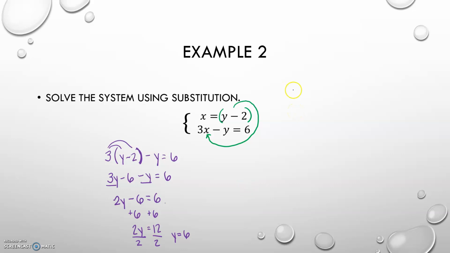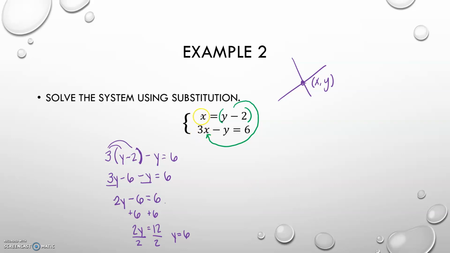But remember, if they're going to cross, it means that I have to write what is the ordered pair, and I need both the x and the y value. So I'm going to take what I just got for y, and I'm going to put it into either of these two equations. It doesn't matter which one.